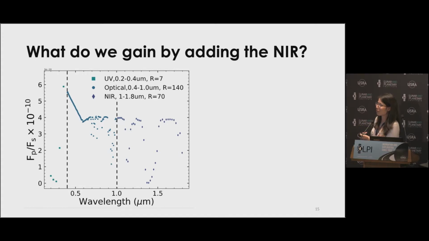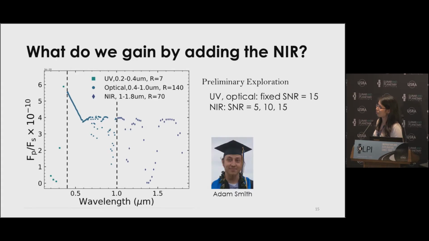When we use our model to create it, we divided up that wavelength range into 3 chunks, the ultraviolet, the visible, and the near infrared. The ultraviolet is at a low resolution, the visible is at a higher resolution, 140, which is what we studied as well in the first study, and then the near infrared is a lower resolution chunk. And the question we want to ask is, what do we gain by adding this extra near infrared chunk?